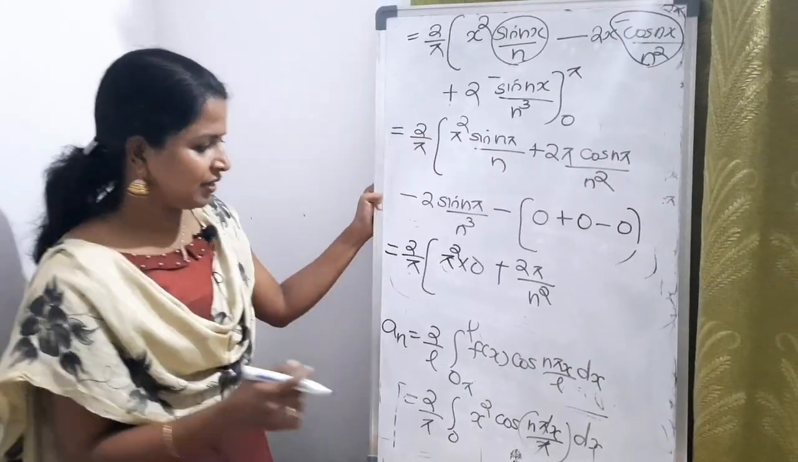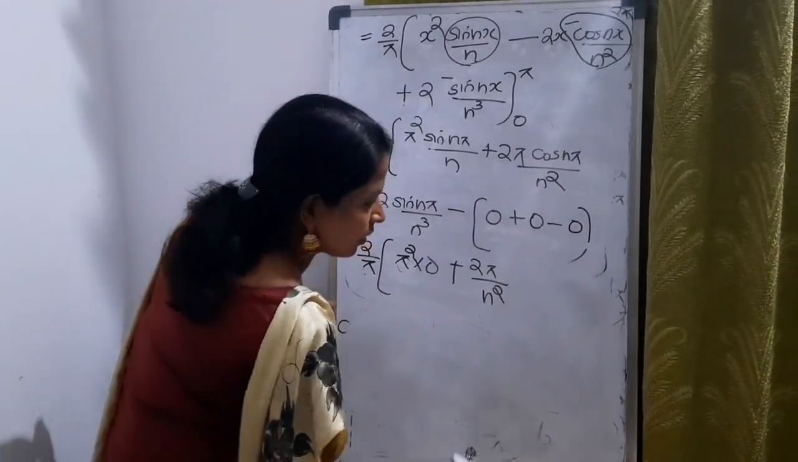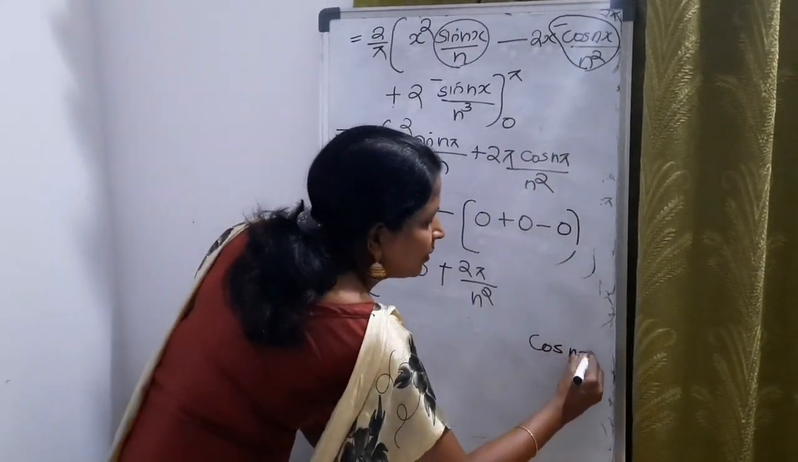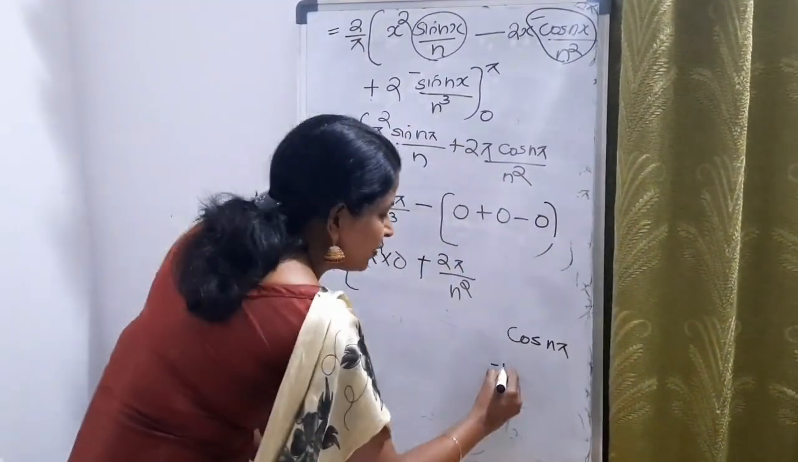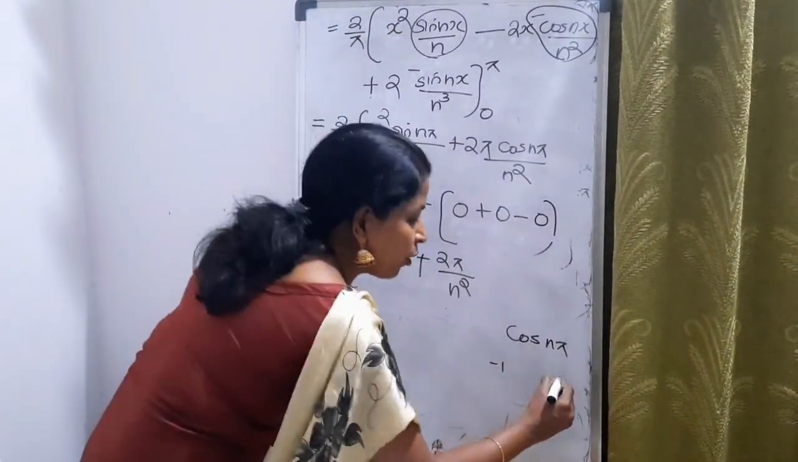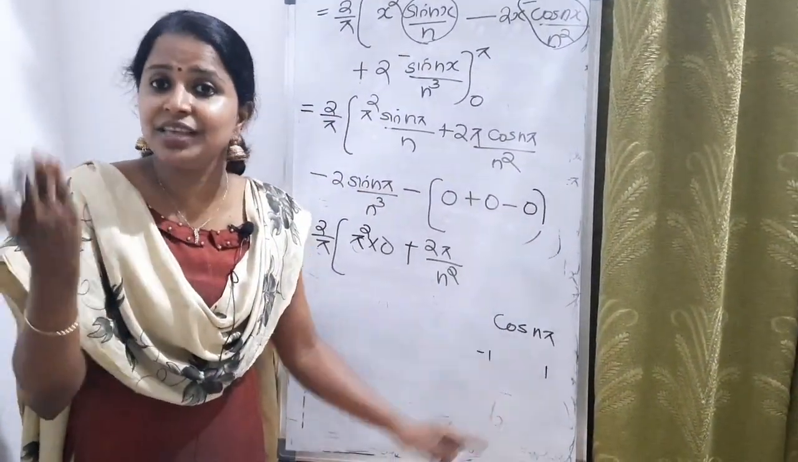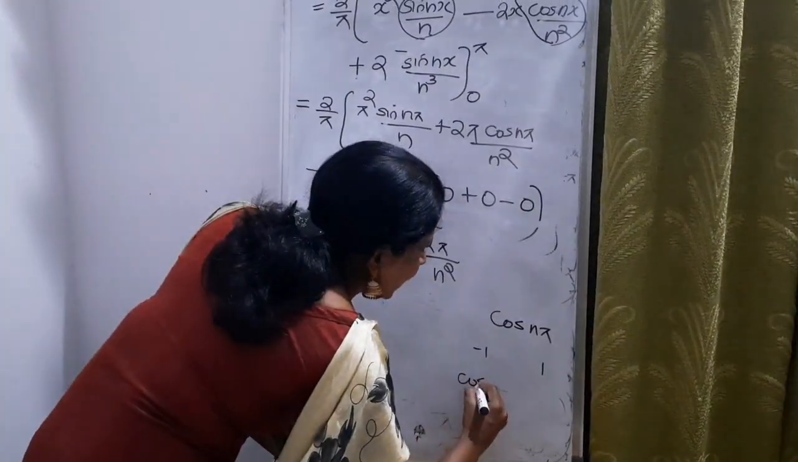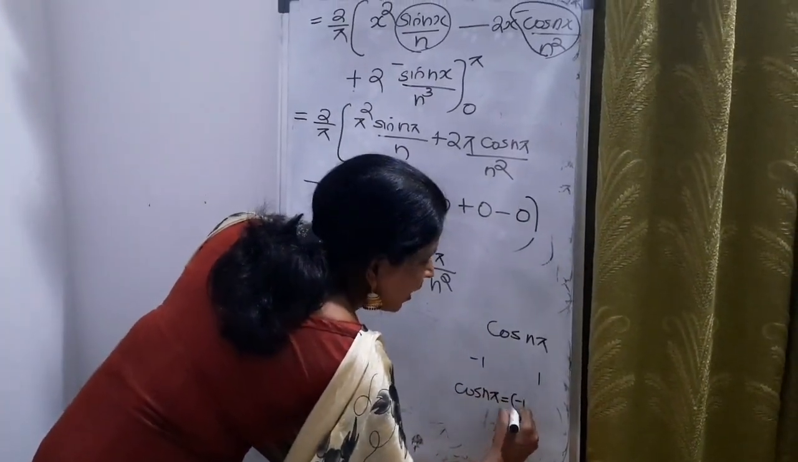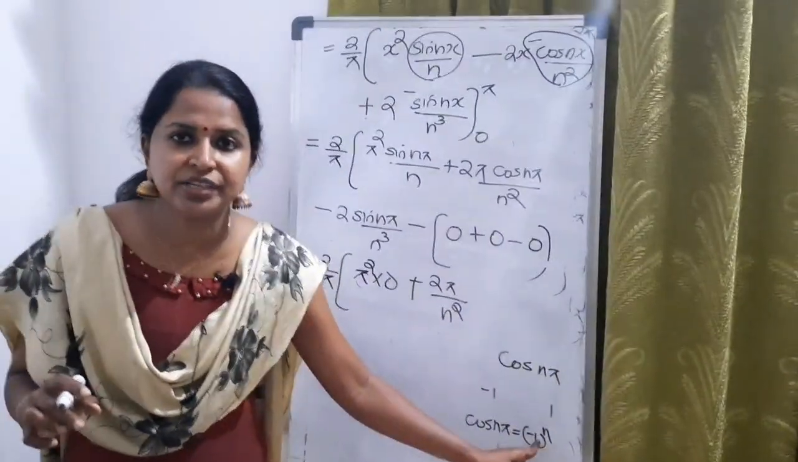Cos n pi. Listen. Cos n pi for odd n is minus 1. For even n it is positive 1. Here n pi, whether n is even or odd, so we write cos n pi equal to minus 1 raised to n.